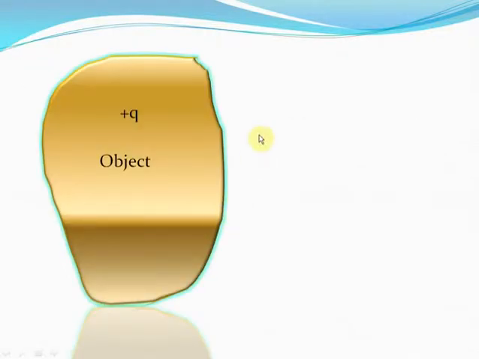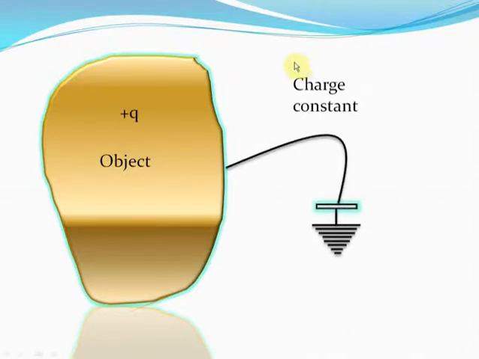Similarly, if you take any object here which has a charge plus Q on it, in that case the charge on this object will be constant. That's because nothing is connected to this object. So where will the charge on this object go? On the other hand, if you earth the object, in that case there is a chance that the charge on the object might change.